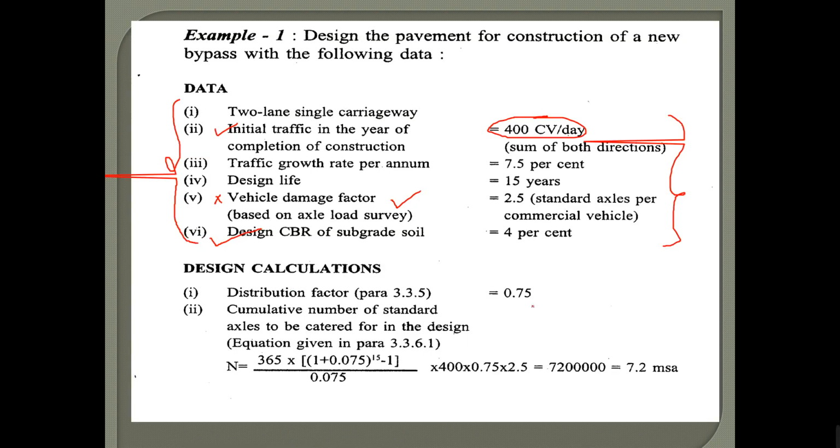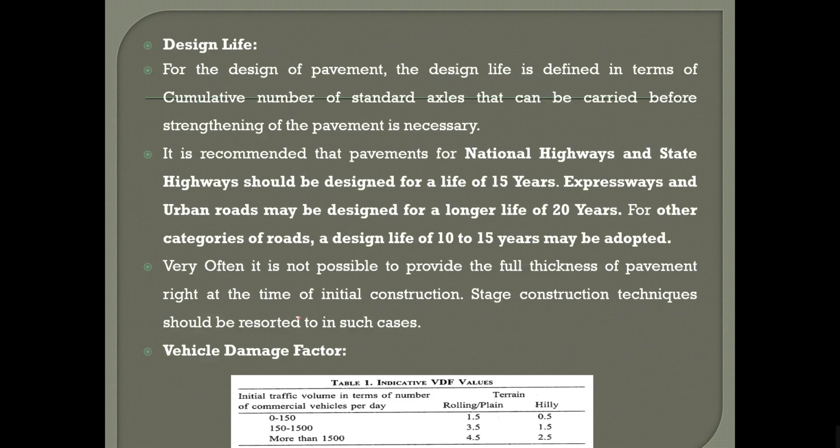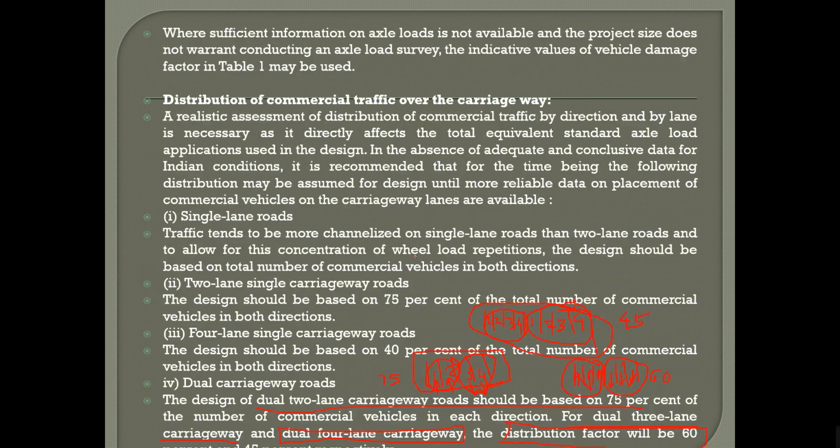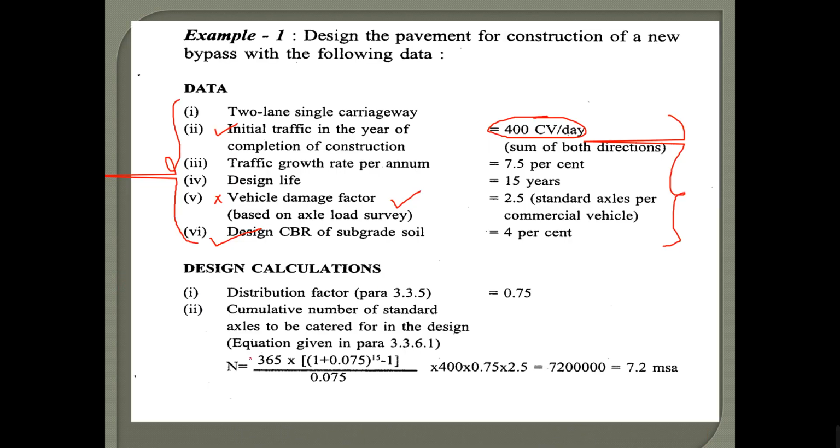The design traffic in terms of cumulative number of standard axles could be calculated based on this formula by substitution. 365 into (1 plus r). What is r? The value of r has been given to us, 7.5%, which means 0.075, raised to n. n means the design life of the pavement of the national highway, which is given as 15 years. This is the value of n. Minus 1, divided by r.